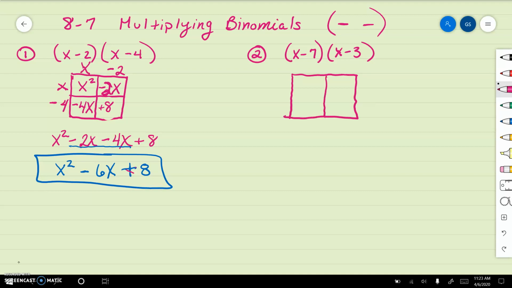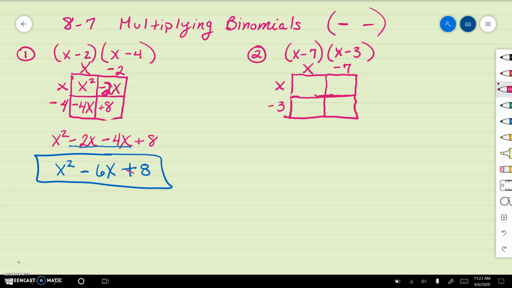Break it into 4. On the top, we're going to put the first binomial. First term is x, second term is negative 7. On the left side, we're going to put the second binomial, x, and then a negative 3. The second term of the second binomial is a negative 3.